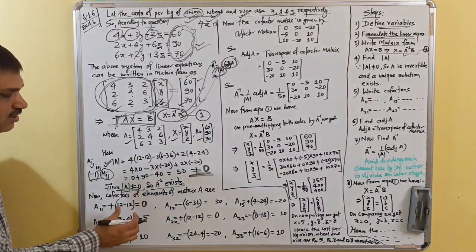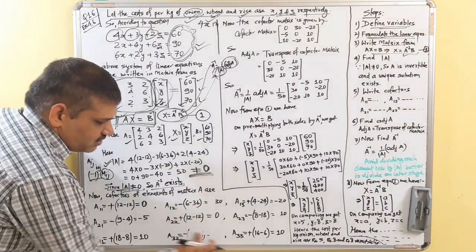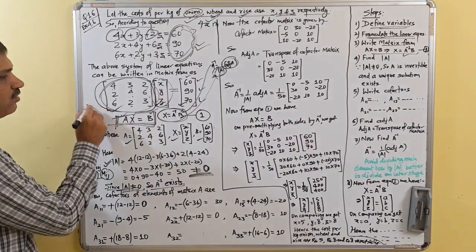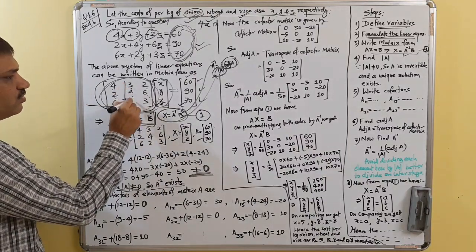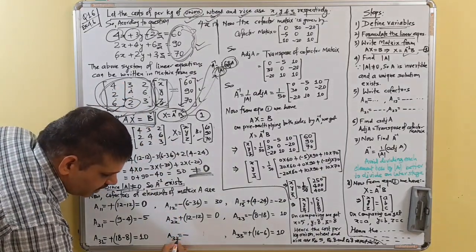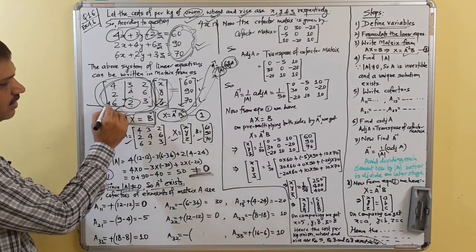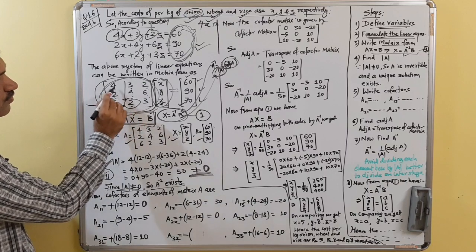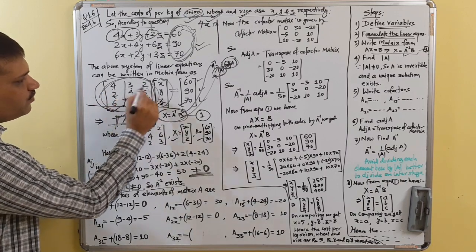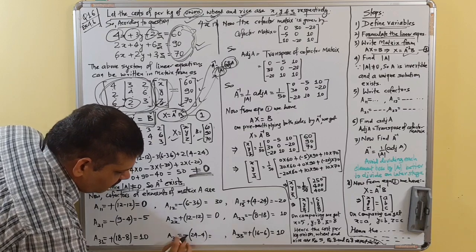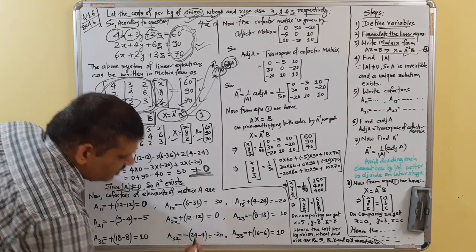Suppose I need to find this cofactor. This is position 3 2, third row, second column. So for 3 2, I'll put a negative sign, since 3 plus 2 is odd, and I'll put a bracket. Now eliminate this row and this column. So 4 times 6 is 24 minus 4, that is 20, so minus 20.